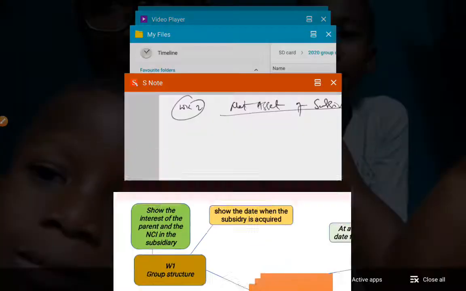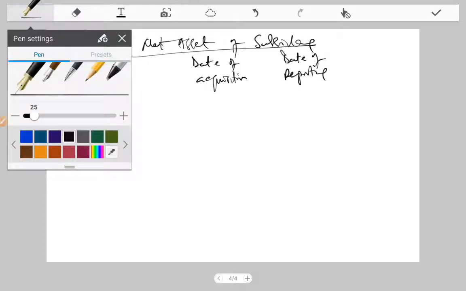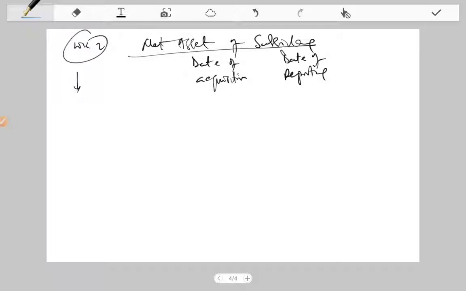So in that case, when we are asked to solve consolidation, we need the net asset information at date of acquisition. We also need the information at the date of reporting. In some other clients, they refer to this as date of consolidation. So what are the components of the net asset? What are the things that are going to be in the net asset component?